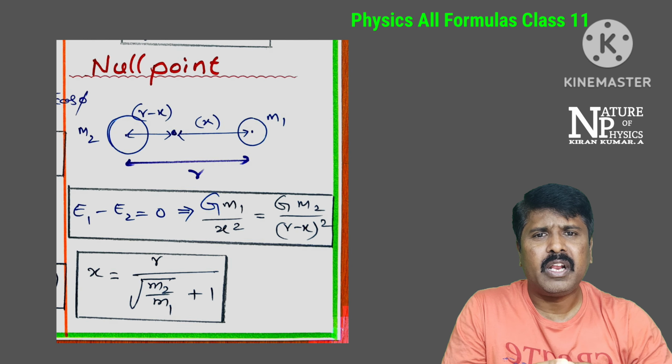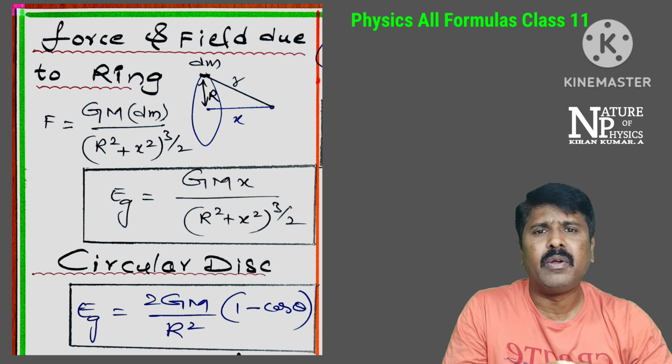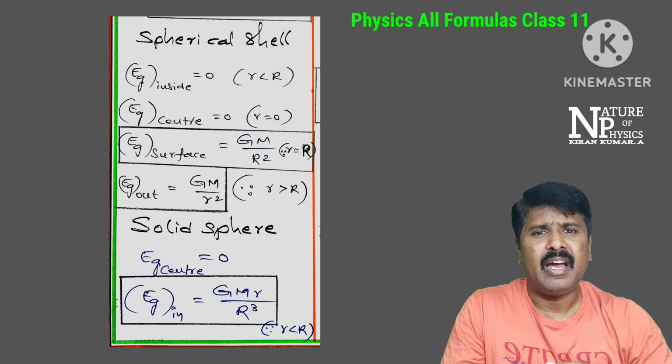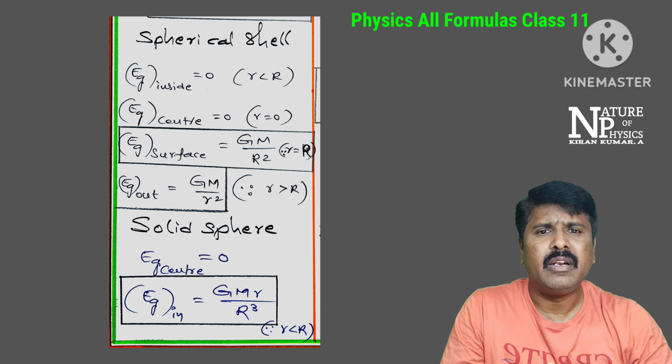And gravitational field null point clearly given, null point x is equal to r divided by root m2 by m1 plus 1 only. And gravitational field, gravitational force of the ring formula I gave you, circular disc also I gave you, student. And also spherical shell, okay.